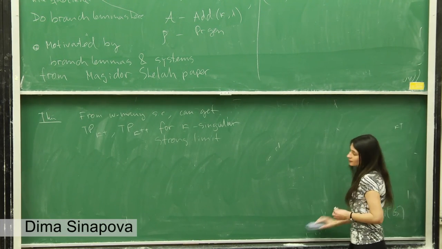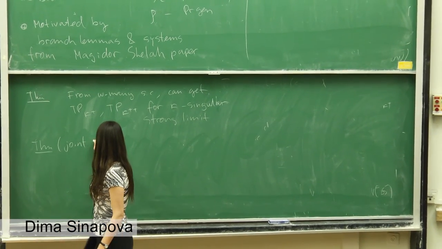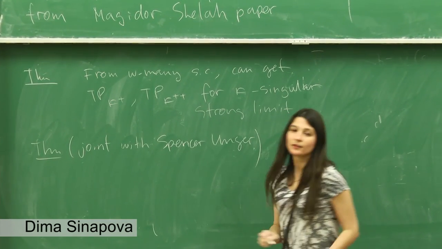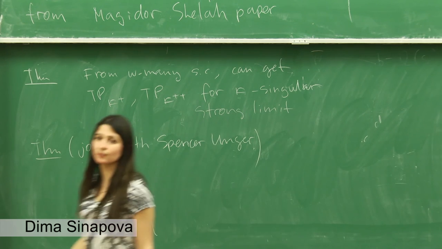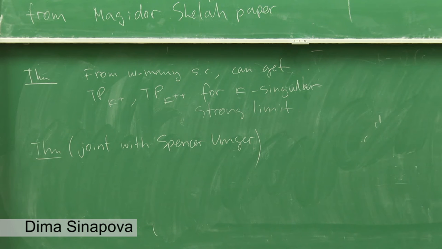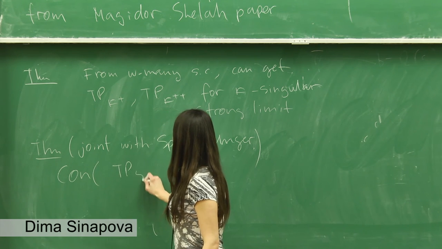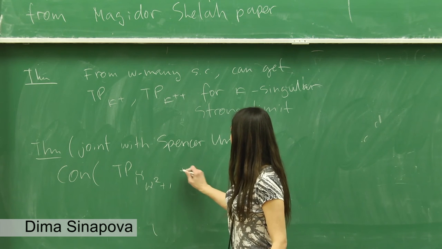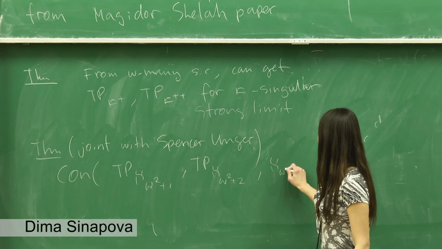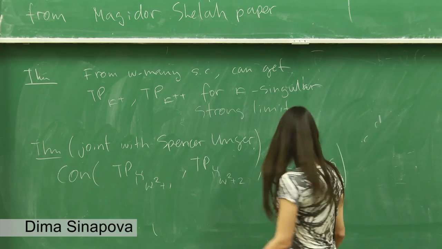And the next result I want to mention is actually joint with Spencer Unger. That this construction can actually be obtained at aleph omega squared. So again, from omega many supercompact cardinals and a weakly compact cardinal lambda above them, one can consistently get the tree property at aleph omega squared plus 1 and aleph omega squared plus 2, where aleph omega squared is a strong limit.